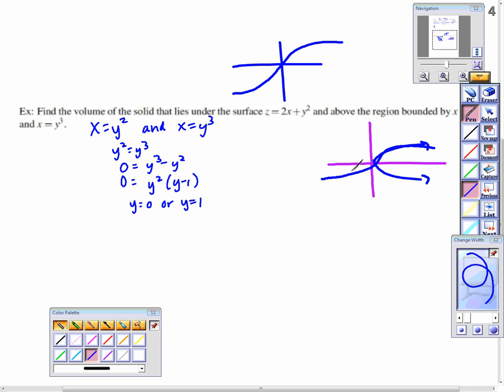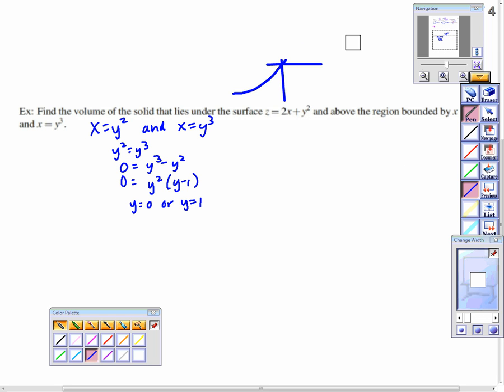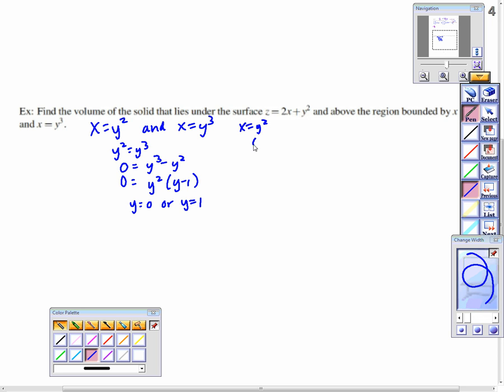So there are going to be 2 intersection places. If I look at x equals y squared and I plug in 0, x is also 0, so 0, 0 is an intersection point. And 1, 1. How do I know which one's on top? From 0 to 1, the cube would be smaller than the square, because it's a fraction. So wouldn't the y squared be on top?